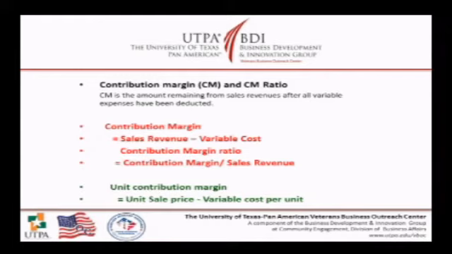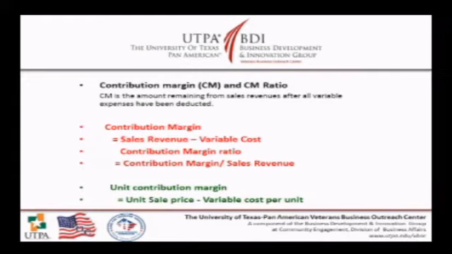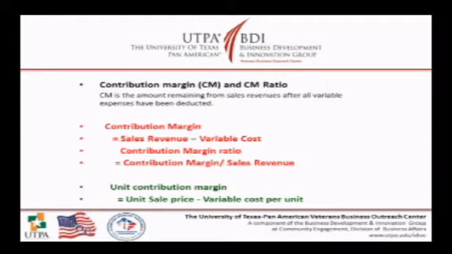I told you we'd talk a little bit about the contribution margin. The contribution margin is the amount remaining from sales revenue after all variable expenses have been deducted. So basically your contribution margin would be what's left after you take your revenue minus your cost of goods sold, or all your direct costs. And that's going to give you how much profit you're going to make. It's also how much you have to contribute back. And the break-even point is going to be taking that number.